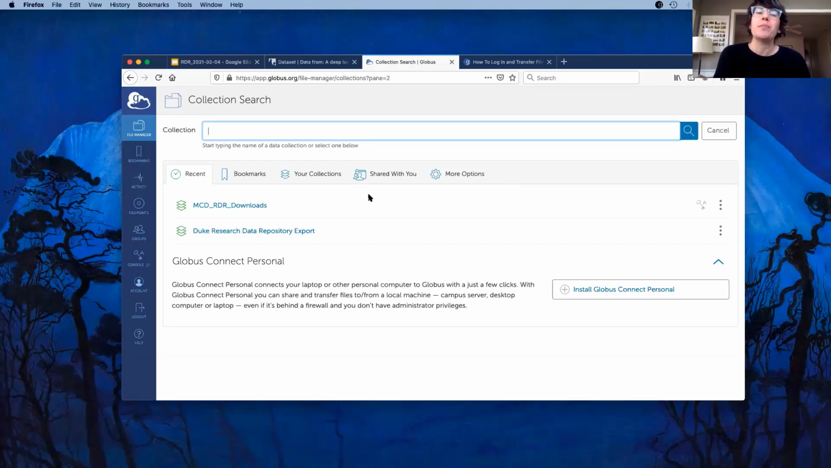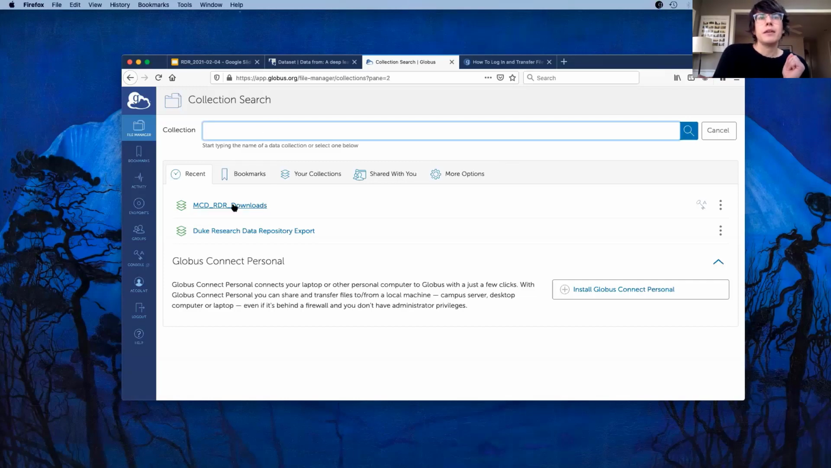From here, you're going to choose an endpoint. The terminologies can be a little bit confusing because they switch back and forth between endpoints and collections. But again, an endpoint can be a lot of things, but for the purposes of this demo, I'm transferring to my local laptop. So I'm going to want to make sure that Globus Connect Personal is running in the background, and I can tell that it is because I can see the little Globus icon in my system tray.